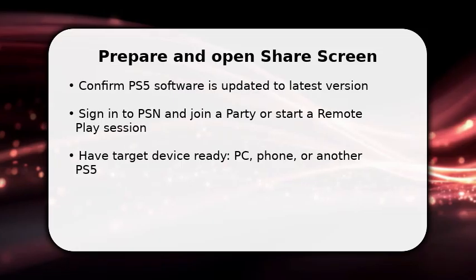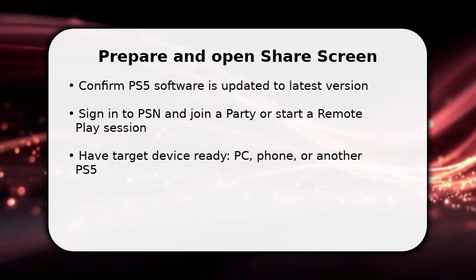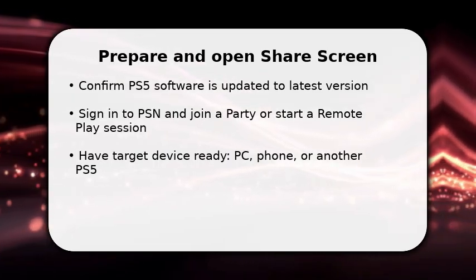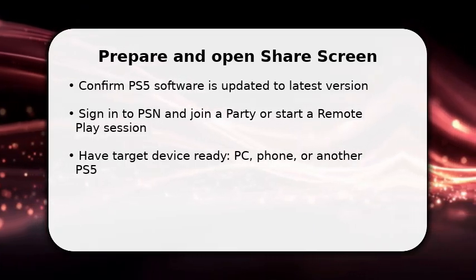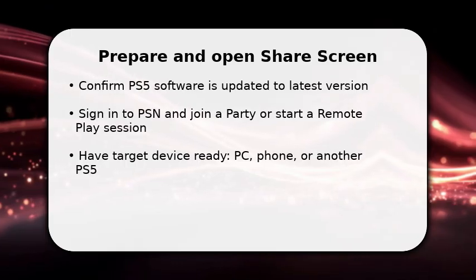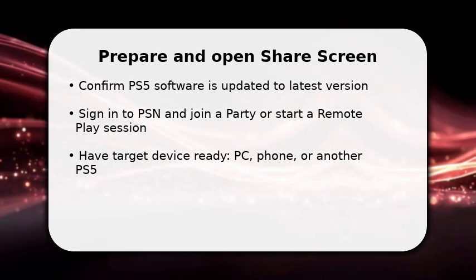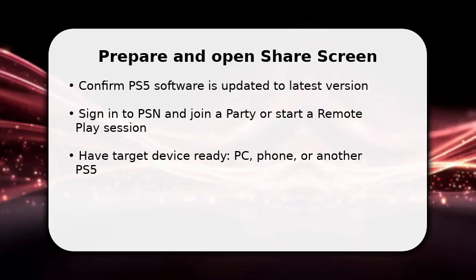You start by getting the PS5 into sharing mode. Make sure your system is updated, you're signed into PlayStation Network, and you've joined a party or started remote play. Once done, press the Create button on your controller to open capture options, then move to Broadcast and Remote Play controls. This first step establishes the connection endpoint and permissions so the console can stream your screen to another device.